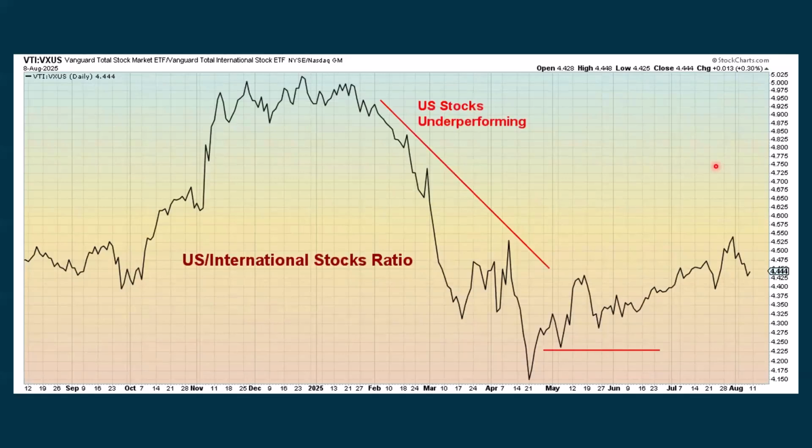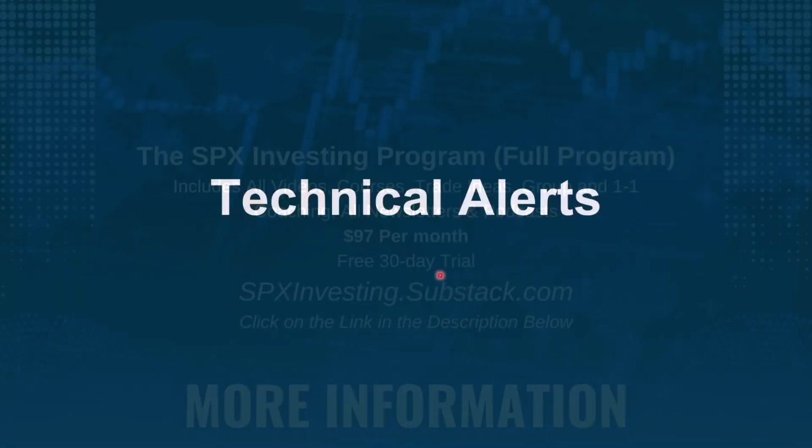We look at another ratio between US and international stocks. We're trying to make a subtle little improvement here as this has been going up after setting up a bit of a base. But US stocks still continue to underperform. And that's what we saw earlier on in 2025 when this ratio was really going down.